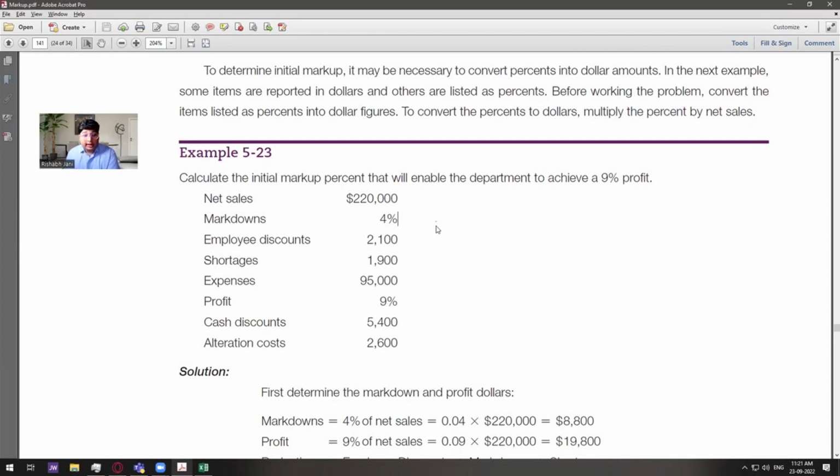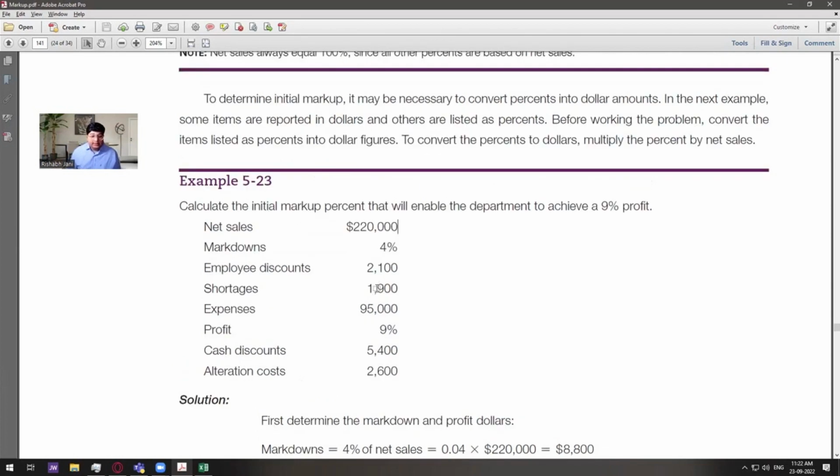Very good. So again, keep this in mind when you're doing this calculation. Net sales is always going to be your 100% value. Everything else is a portion of that net sales. Markdowns is 4%, profit is 9%, employee discounts is a percentage, and so on. You get the idea, right? All of these little numbers are a percentage of the 220,000 sales.